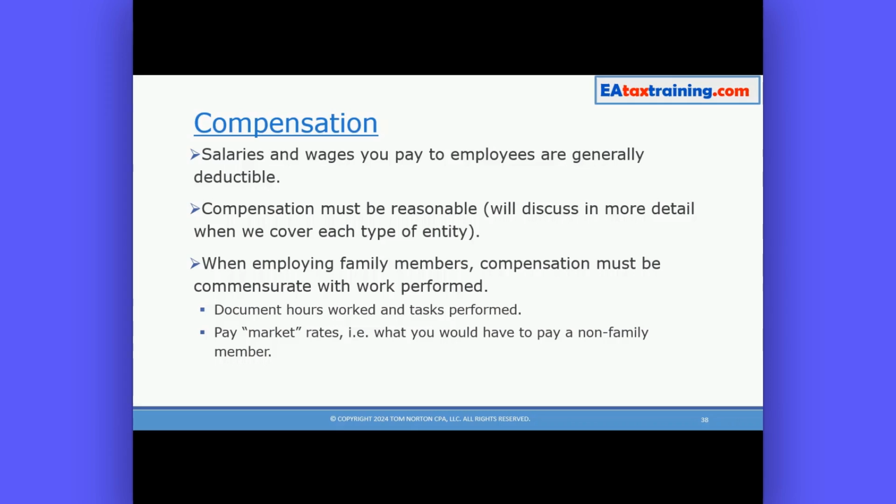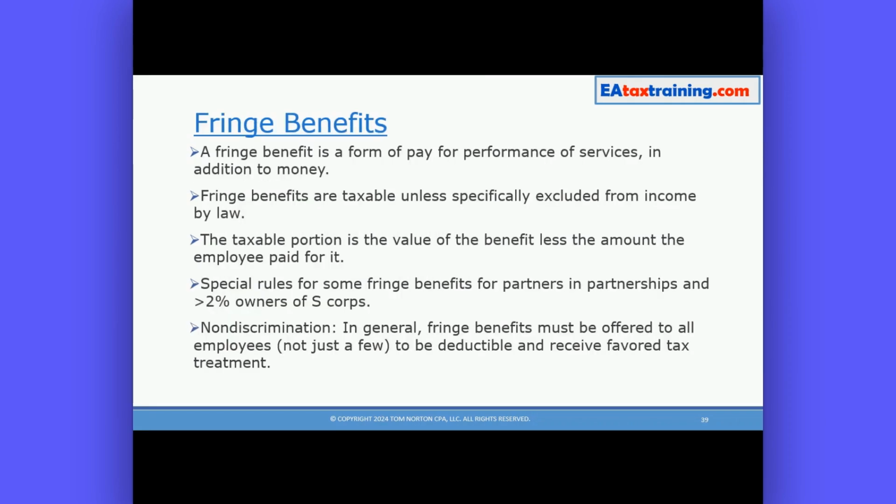So you can't just say, well, yeah, they worked 2,000 hours for us this past year. Document like a time card, or you probably keep that in a computer, but it could be on a spreadsheet, could be manual, whatever, but you want to document that this person worked these hours and this is what they did, and then that their compensation is commensurate with that work and with that amount of work, and that you pay market rates. So what would you have paid a non-family member to do that work? You want to pay those same rates to your family members.